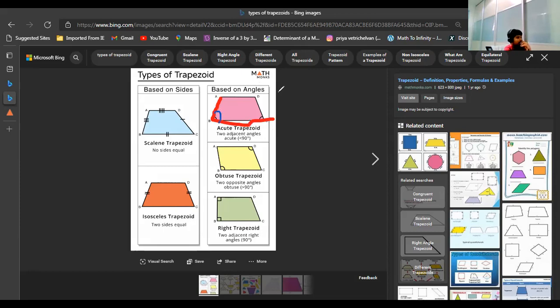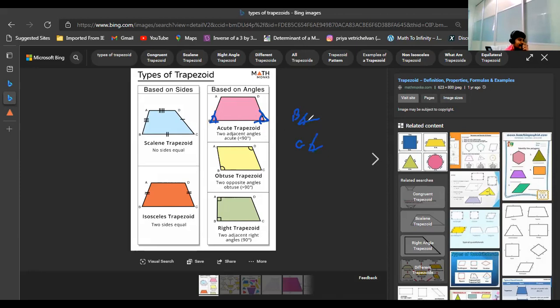The one over here is less than 90 degrees. Very good. So an acute angle is something which is lesser than 90 degrees. What they're saying is, here you do have an acute angle which is B, and here the angle C is also an acute angle. Angle B and angle C both are acute.